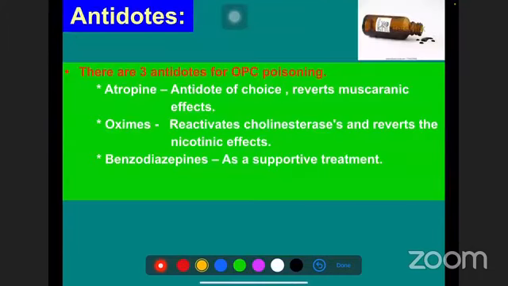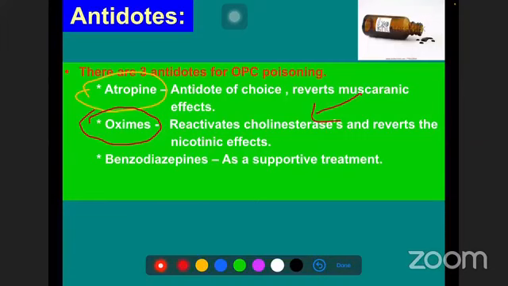Next, 3 drugs. Already I have told that 3 drugs are the cornerstone in the OPC poison management. Atropine is the first drug. Next drug is oxime, that is pralidoxime or obidoxime, because it is very much important, because it restores the cholinesterase activity, and benzodiazepine as supportive treatment, because the patient remains irritable, in an acute confusional state. In that case, benzodiazepine is the cornerstone. So 3 drugs are there. One is atropine, second is oxime, third is benzodiazepine. If you remember the 3 drugs, it is more than sufficient for exam and for the proper management of the patient.